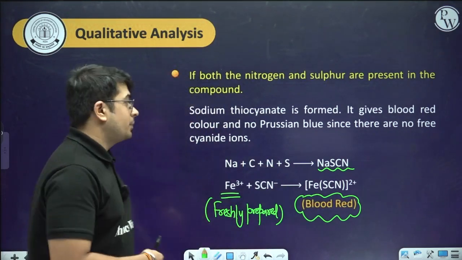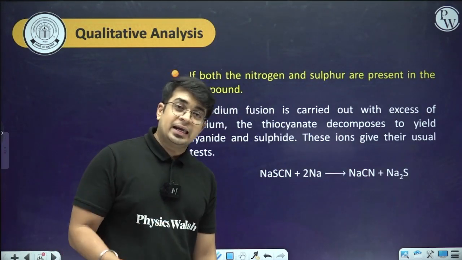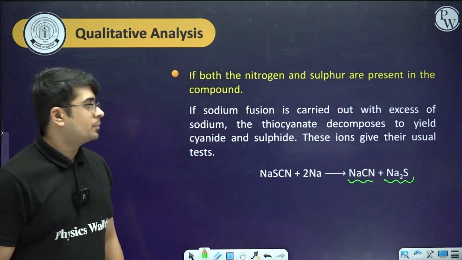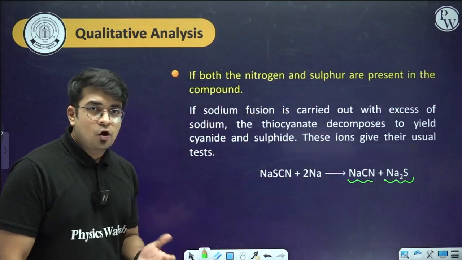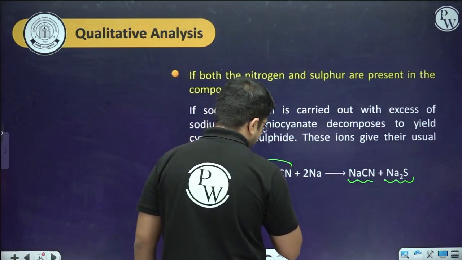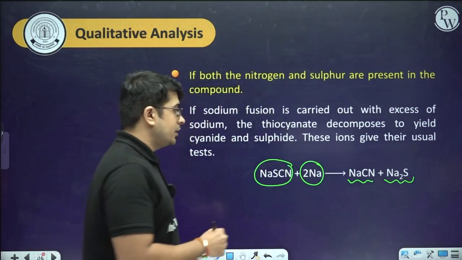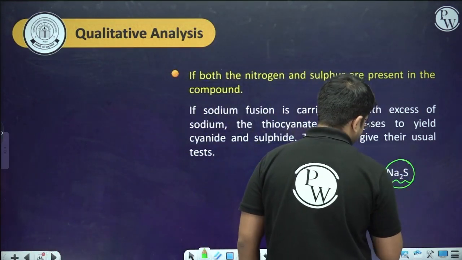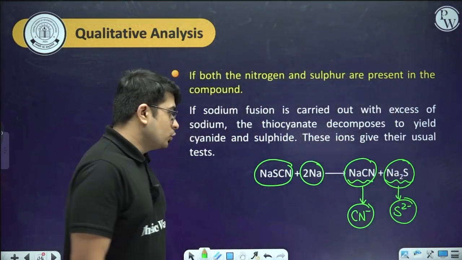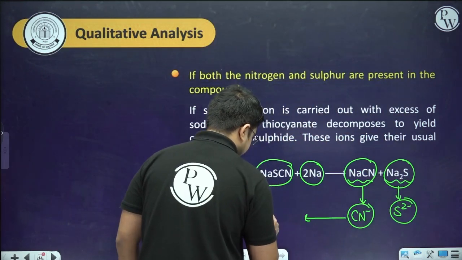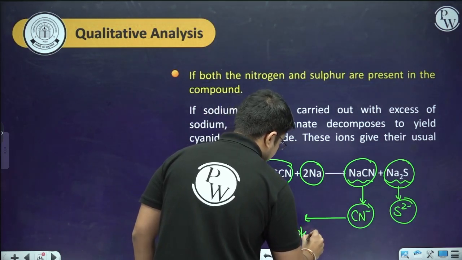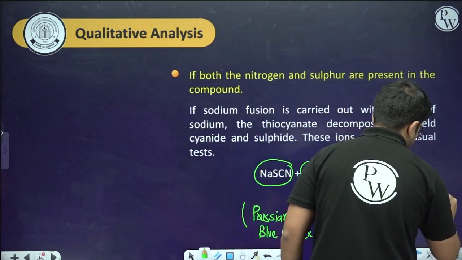Now, if you want to separate the entire part, you just have to heat the entire portion very strongly in excess amount of sodium, so that you can create CN- and S2- in different chambers. What happens if the sodium fusion is carried out with excess of sodium, and you eventually heat the entire part? This thiocyanate, whatever is formed in presence of excess of sodium, is going to be converted into NaCN as well as Na2S. In aqueous solution, now you have a free CN- ion as well as a free S2- ion. And you can test the cyanide with the same experiment, which is the Prussian blue complex. And in this case, you can detect the sulfide with nitroprusside.